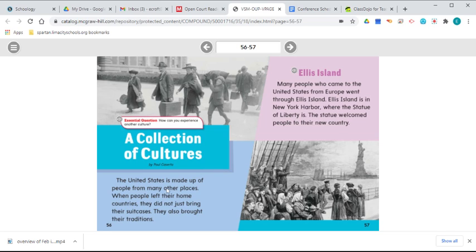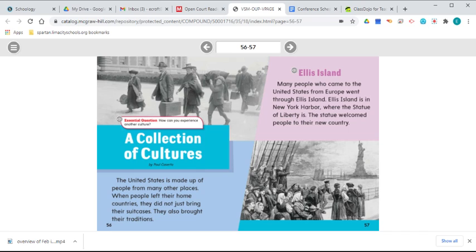The United States is made up of people from many other places. When people left their home countries, they did not just bring their suitcases, they also brought their traditions. Many people who came to the United States from Europe went through Ellis Island. Ellis Island is in New York Harbor, where the Statue of Liberty is. The statue welcomed people to their new country.